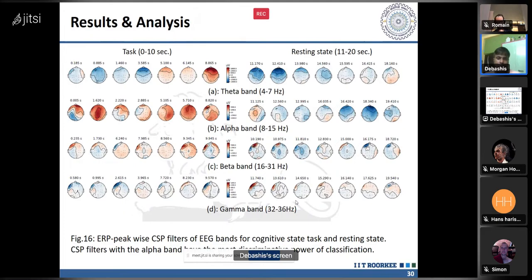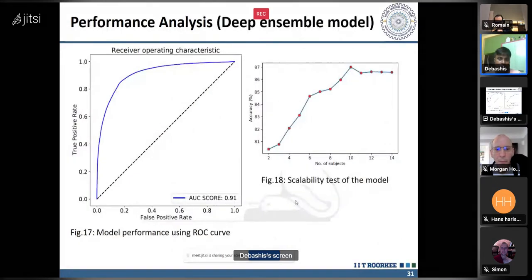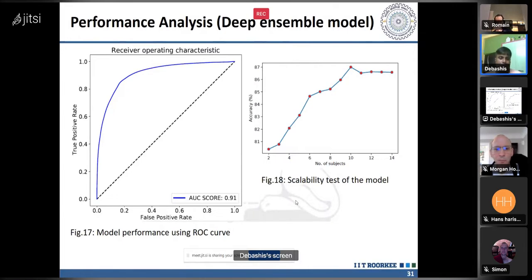You can see that the alpha band results are good compared to the other bands. The second one is the task and resting state; in the mental arithmetic data there are two classes, task and resting state. This is the output of the model. The AUC score is 0.91. And this is the scalability test, showing how well our model performs as the number of subjects increases. Up to 10 subjects it improves, and after that the performance stays in a straight line, neither increasing nor decreasing, so it is stable.